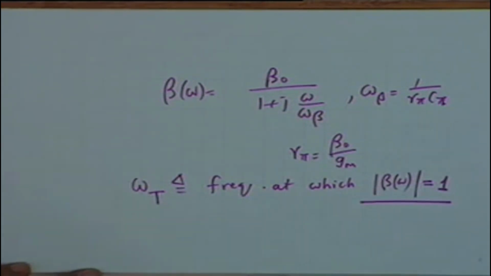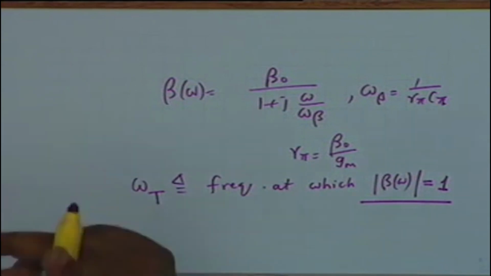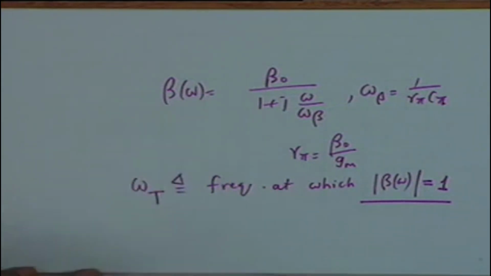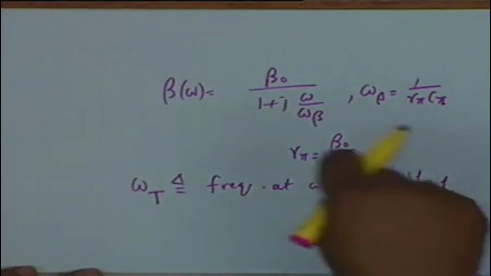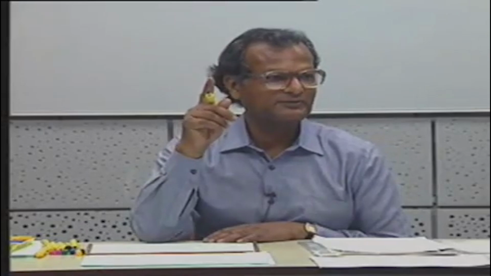Alright, magnitude of beta of omega is equal to 1. What does it mean? It means that the current amplification just ceases beyond omega t. Isn't that right? If omega is greater than omega t, then beta of omega will be less than 1, which means there is no current amplification. This is why omega t is called a transition frequency, transition from amplification to no amplification.